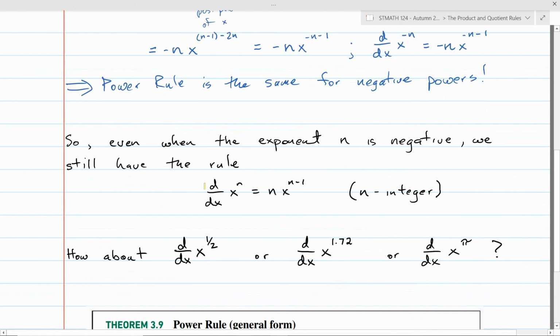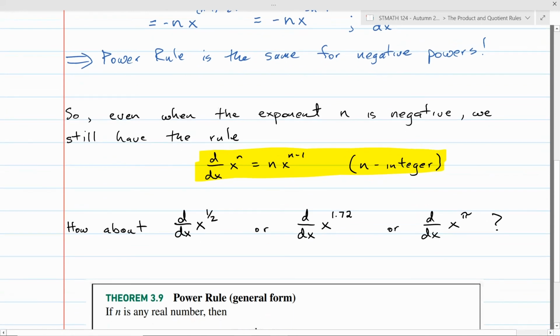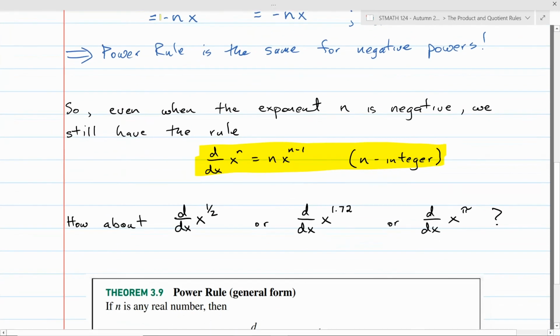So at this point we have argued from basic principles that our power rule works for any integer, but then I want to know, what about these sort of things? Like what's the derivative of x to the 1/2, or the derivative of x to the 1.72, or the derivative of x to the pi? In these examples, the exponent is not an integer, right?